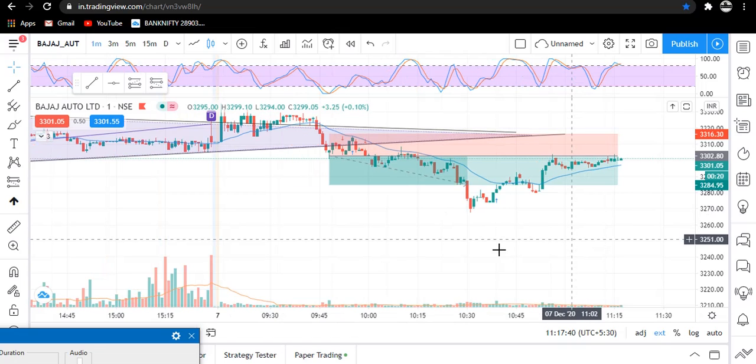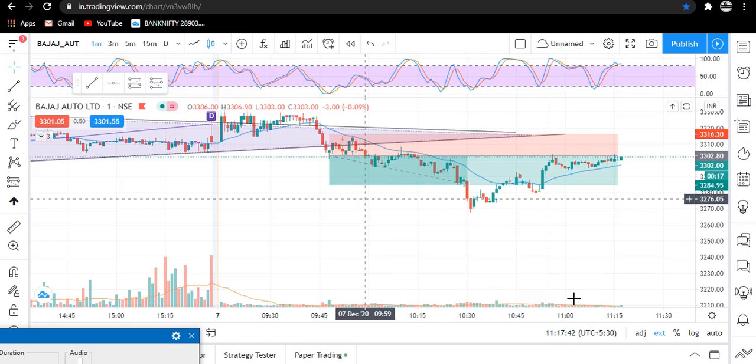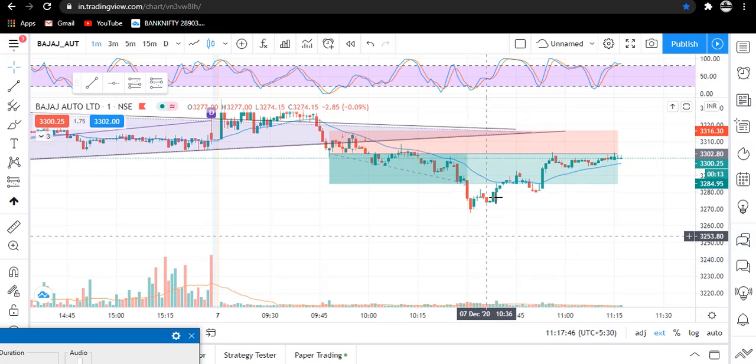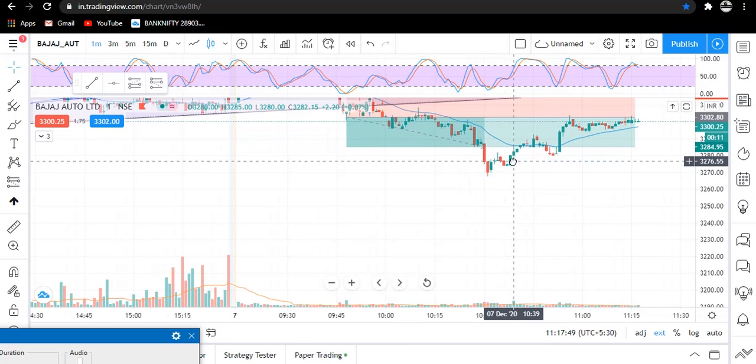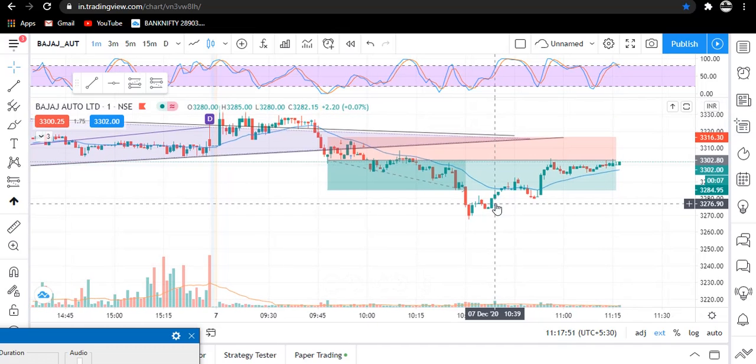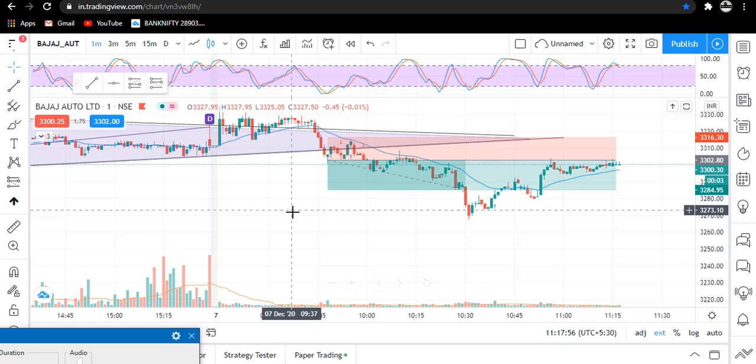So simple traders, we entered when a breakout came and we were targeting the next support or resistance, but what happened is that our trailed stop loss got triggered. So that's the trade, traders.